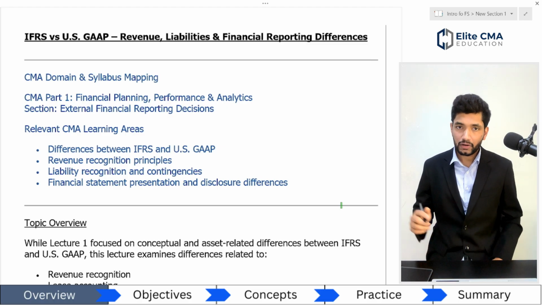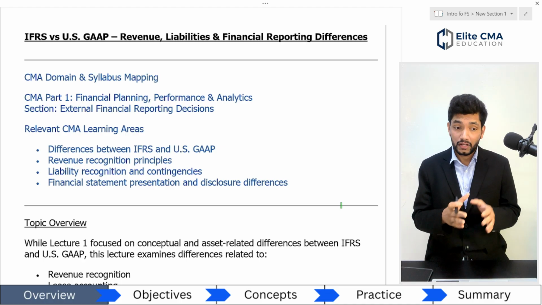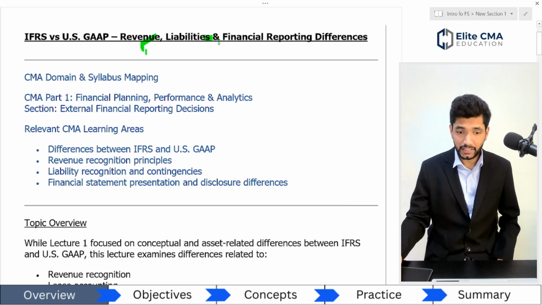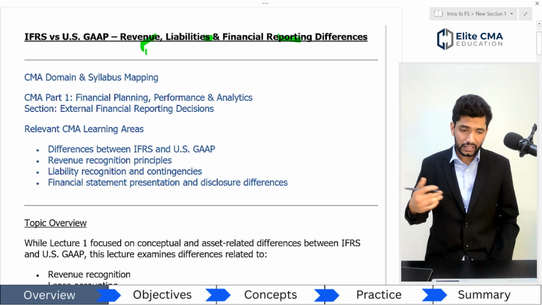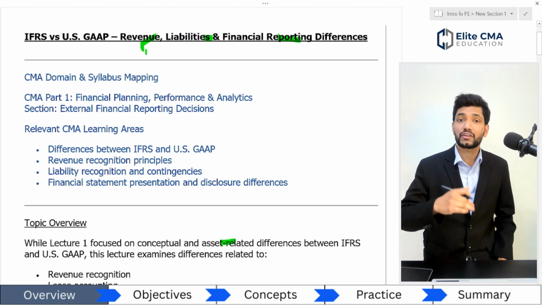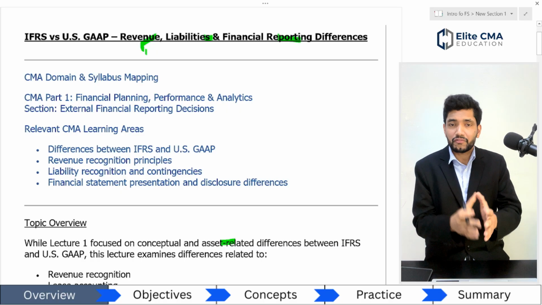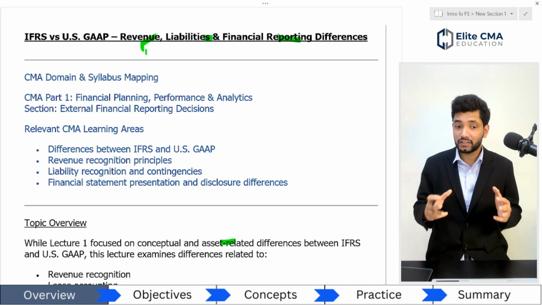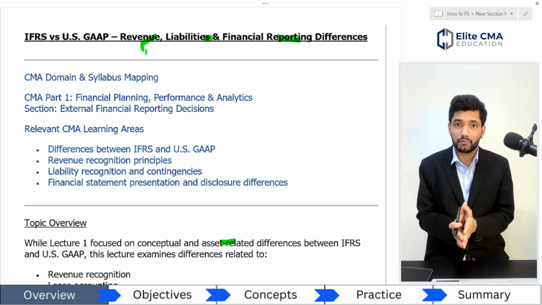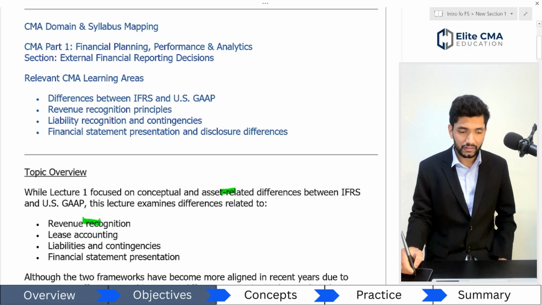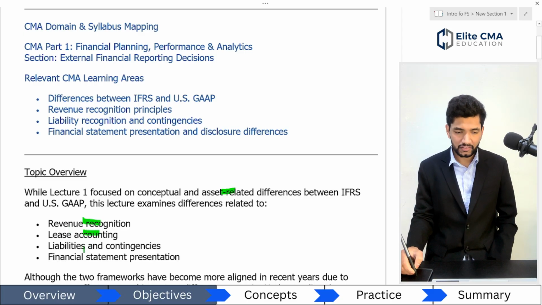In today's session, we are going to discuss the difference between IFRS and US GAAP in terms of revenue, liabilities and financial reporting differences. With regard to conceptual and asset related differences, we already discussed in the previous discussion. So today we are focusing on the key differences in revenue recognition, liabilities recognition and key financial reporting differences. The key focus of today's discussion is revenue recognition, lease accounting, liabilities and contingencies, and financial statement presentation.